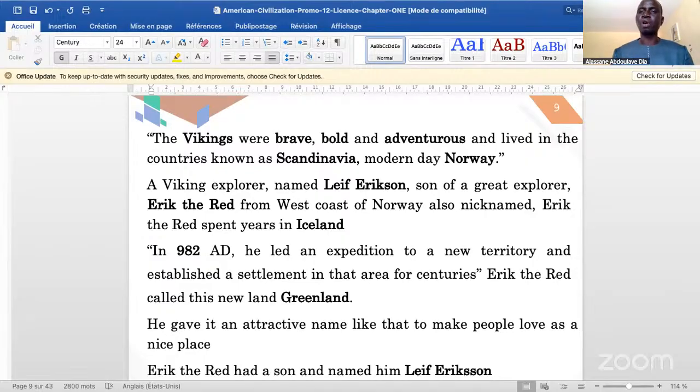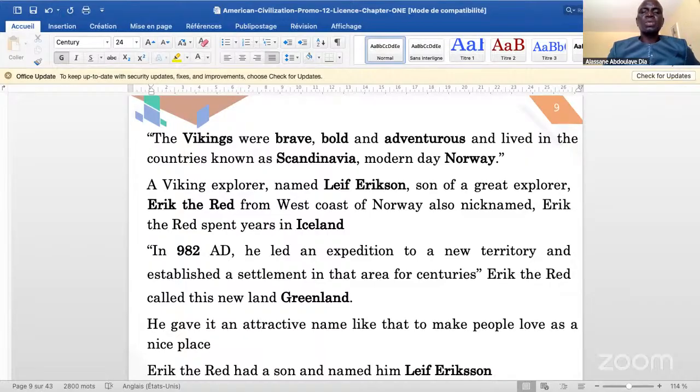Where do they come from? They lived in a country known as Scandinavia in the past, and that country is called today Norway, c'est le Norvège. They originated from Norway. And the Vikings were bold people, adventurous, brave. What you have to understand is that they are Europeans, like Christopher Columbus. But Christopher Columbus has an Italian origin. So the Vikings have a Norwegian origin.